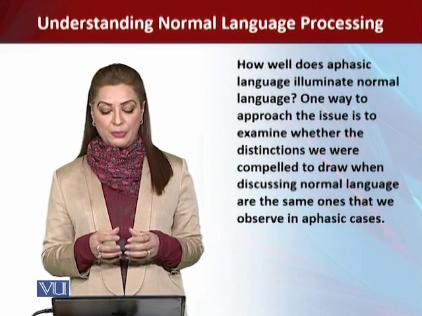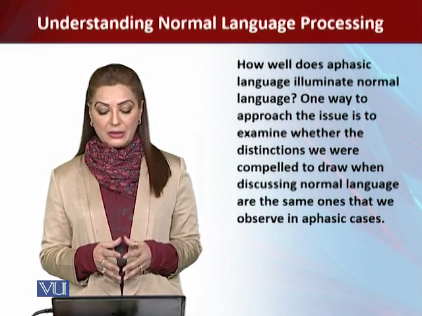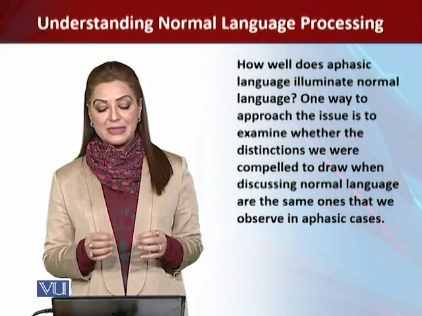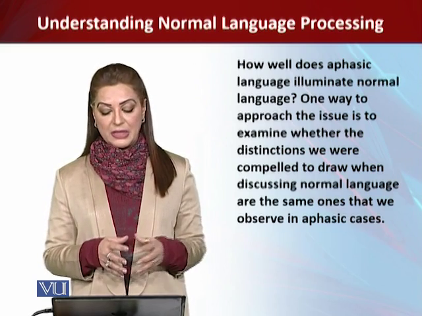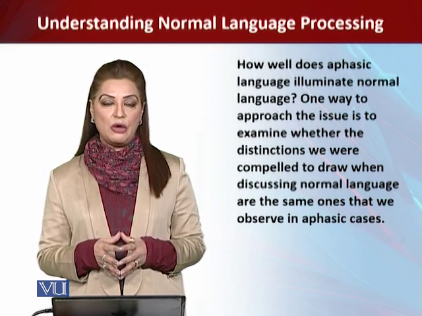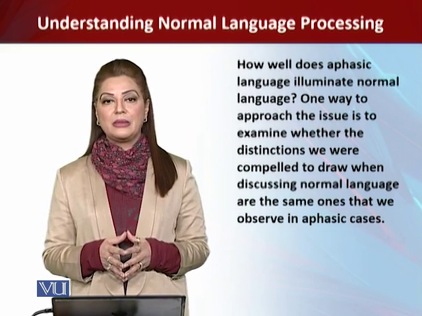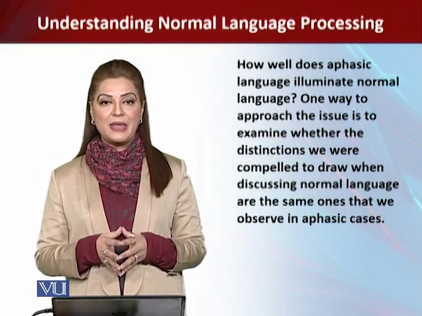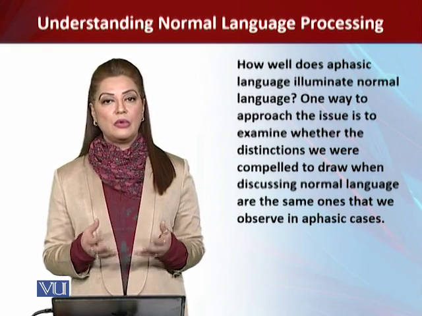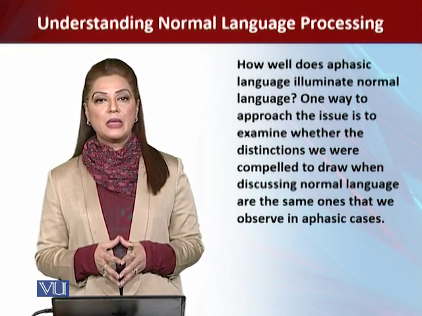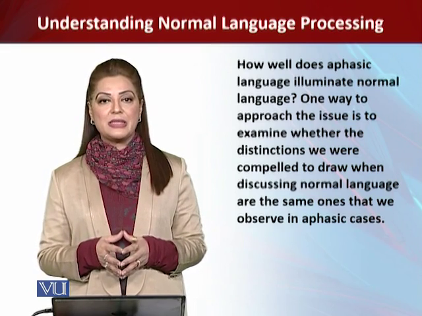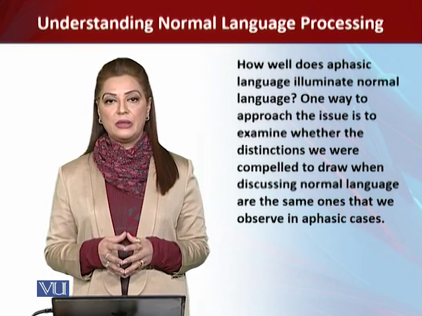Now, one way to approach the issue is to examine whether the distinctions we were compelled to draw when discussing normal language are the same ones that we observe in aphasic cases. The brain is basically composed of localized but connected specialized areas, and these areas control sensory, auditory, visual, motor and memory processes. Language ability is one of the key functions of the brain.